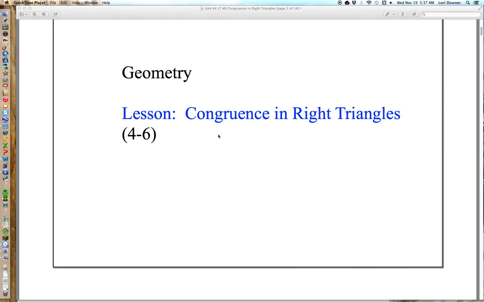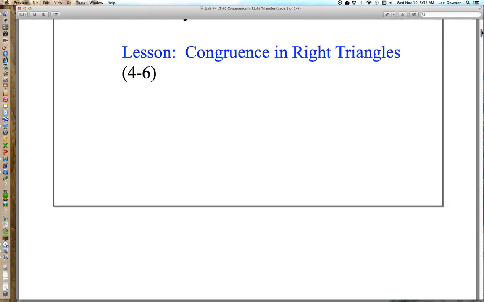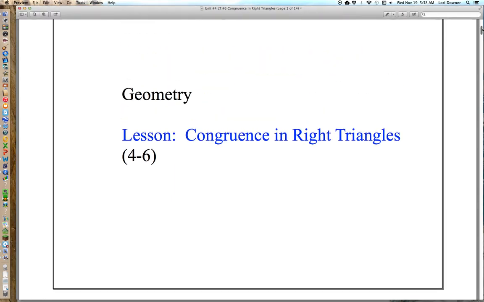This is with congruence in right triangles. This goes with Learning Target 6, and we're looking at just right triangles. So you should have your notes out. This should be the packet of notes I copied for you, or your math notebook.